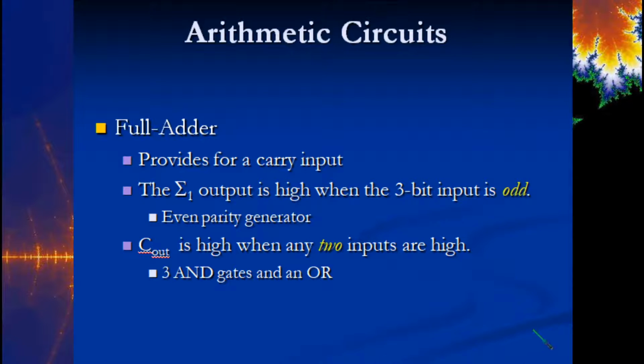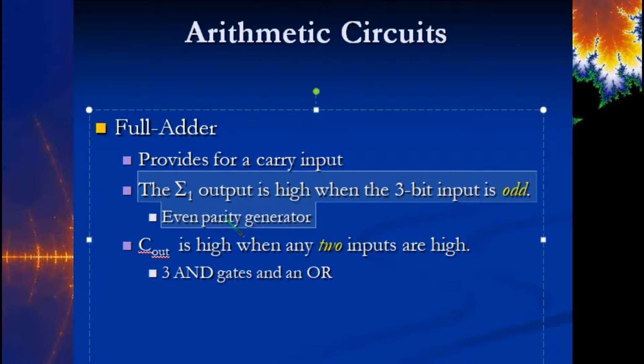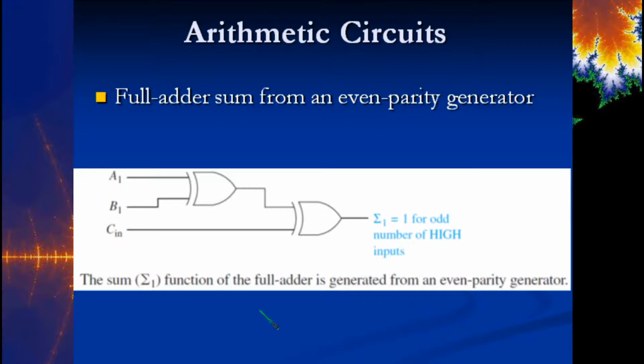So a full adder is what you use for all of the other bits, okay? This provides for a carry input. So now you can have 1 plus 1 plus 1 potentially. It says the summation output is high when the 3-bit input is odd. Essentially, it's an even parity generator if you want to describe it like that. And it says that the carry out is high when any 2 inputs are high, okay? So it looks like this.